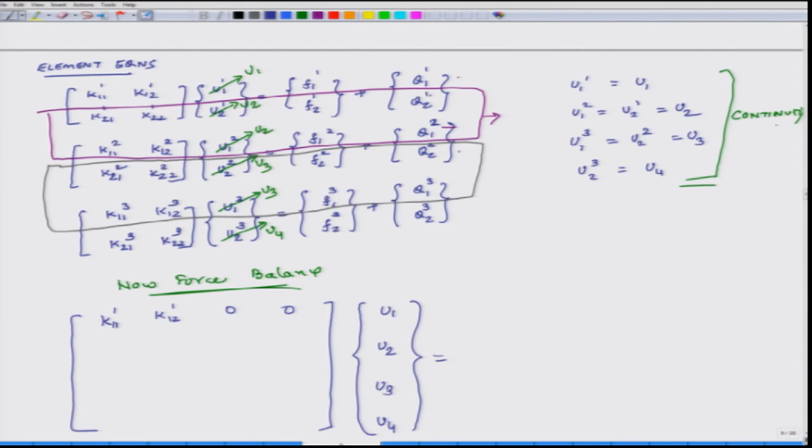So, this is the first equation, K11 times U1 plus K12 times U2, and in the first equation there is no U3 and U4. So, the coefficients on the K matrix are 0. Okay. Now, let us look at the second equation. We have to add the second and third equations together. So, when we add them, this is what we get.